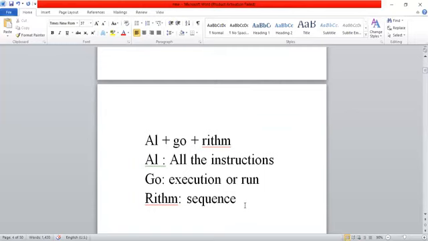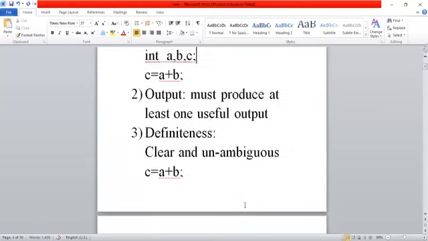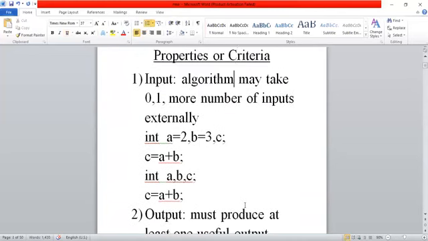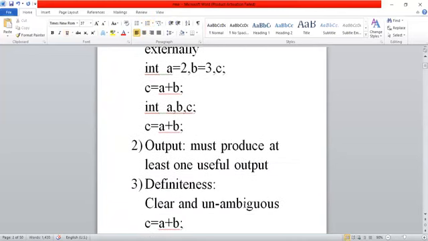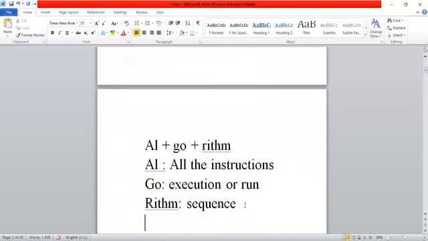Now in this video I wanted to explain about the properties of an algorithm and the definition, how we can easily remember the algorithm definition just by splitting the word algorithm into subwords.